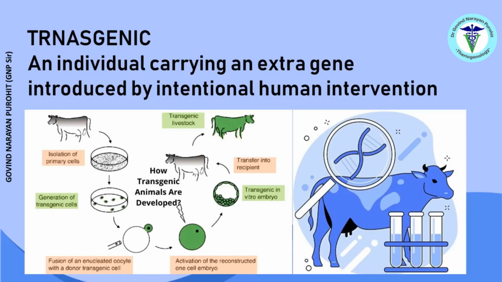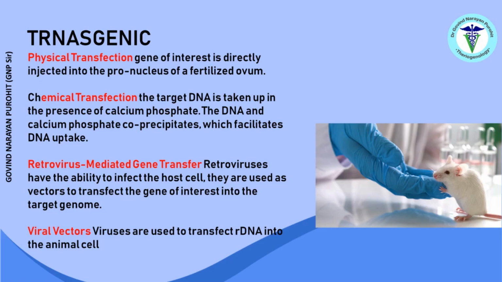Transgenic organisms carry an extra gene introduced by human intervention. This process involves isolating the desired gene, transferring it into the recipient organism, and developing transgenic animals. Physical transfection involves directly injecting the gene of interest into the fertilized ovum. Chemical transfection uses calcium phosphate to facilitate DNA uptake. Retrovirus-mediated and viral vectors are also used to introduce the gene into the host cell.